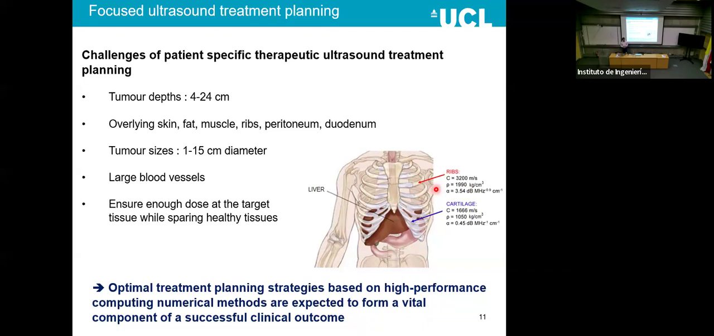And for this, we strongly believe that you need optimal treatment planning strategies, which will be based on high performance computing to be able to fully translate this modality and diversify to the range of applications, the diseases that I listed, but also there's some others for which this shows promise as well.